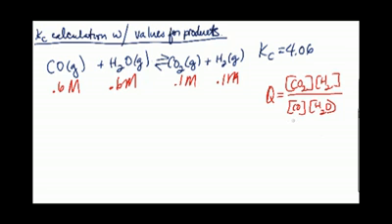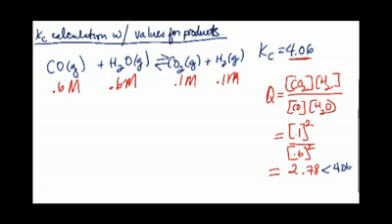In this case, Q, the reaction quotient, is the concentration of the products over the reactants. When it's at equilibrium, that's when we get this Kc value. So here we have 0.1 times 0.1, which becomes 0.1 squared, over 0.6 times 0.6, which is 0.6 squared, which gives you a Q value of 2.78. And when you compare that to your Kc, you see that you're less than the 4.06 value.